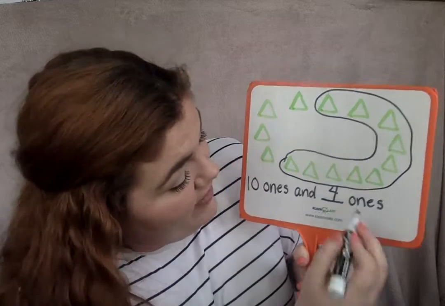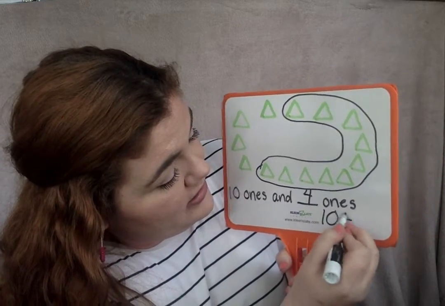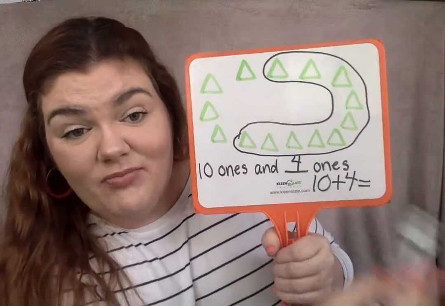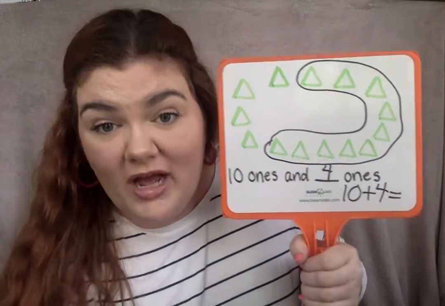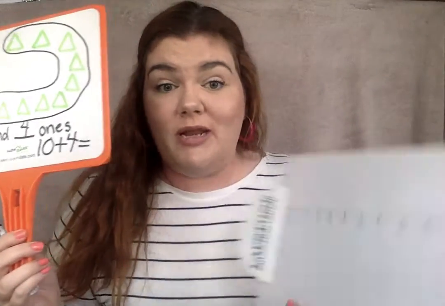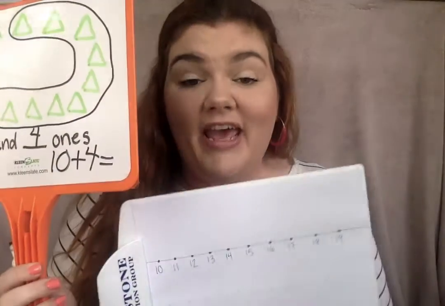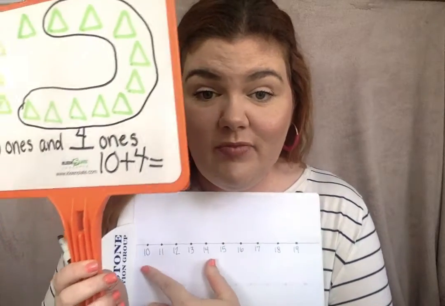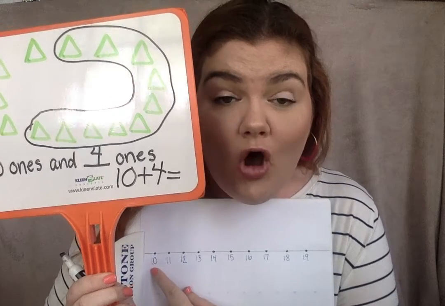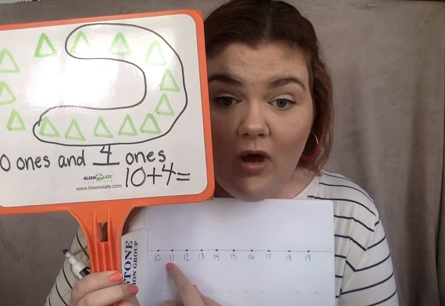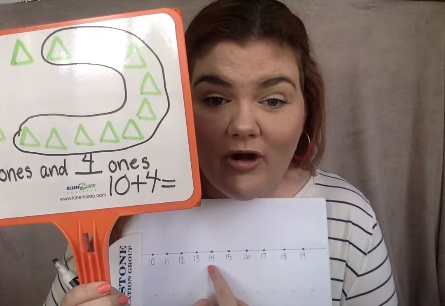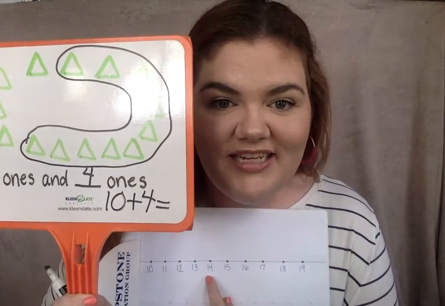Just like we did yesterday, if you want, parents, you can do a number sentence. 10 plus 4 equals what? But now you can also look at your number line. So we had 10 and we had 4 left. So we're going to move over 4. So 1, 2, 3, 4. What number did I end up on?